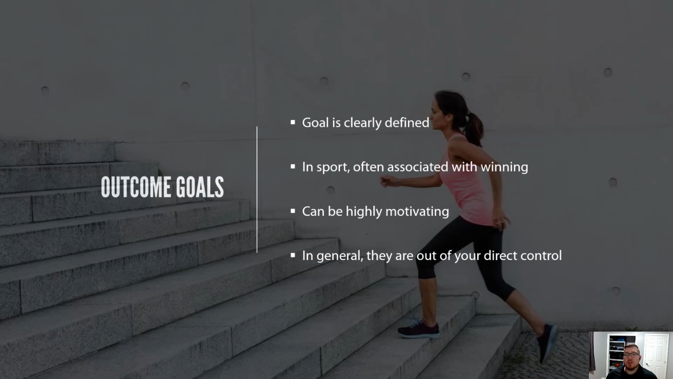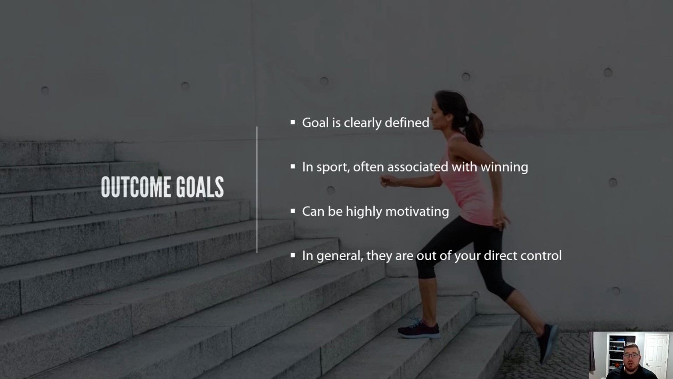So with the short and long-term goals, we also have outcome and process goals. With outcome goals, the goal is clearly defined. That doesn't necessarily mean it's specific or it's a good goal. It's just clearly defined. In sport, this is often associated with winning. So a team might make an outcome goal of, we want to win the championship. Or an individual athlete might make an outcome goal of, I want to win this race or come first in this event.